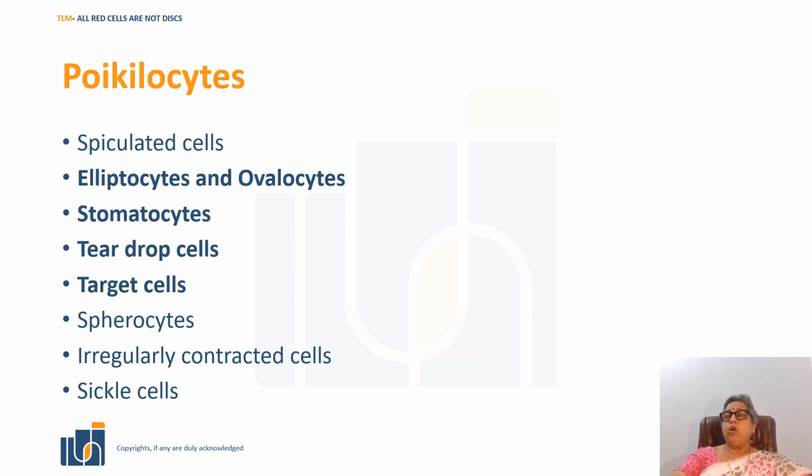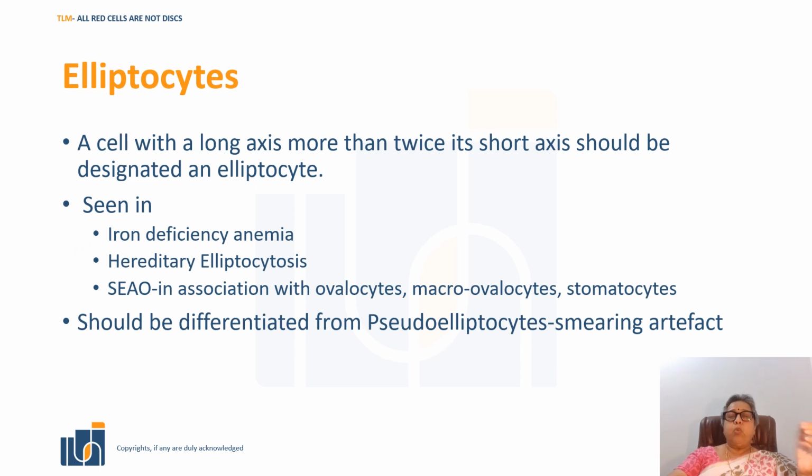Today, I'm going to talk about another group of poikilocytes which comprise elliptocytes, ovalocytes, stomatocytes, teardrop cells, and target cells. So what are elliptocytes? Elliptocytes are something that we see very commonly, and everyone who's reporting smears in a hematology laboratory is going to see elliptocytes almost on a daily basis.